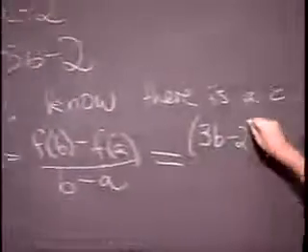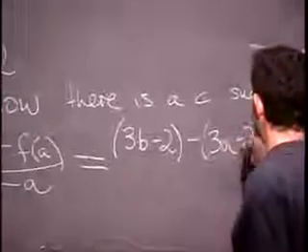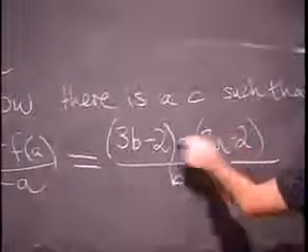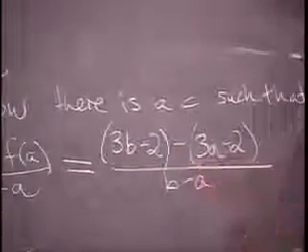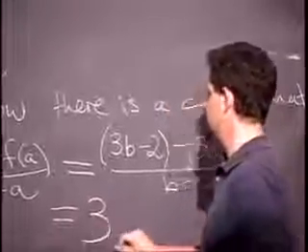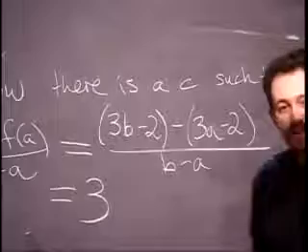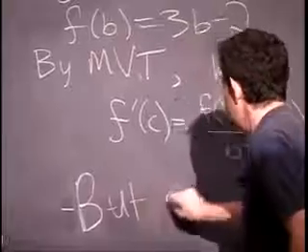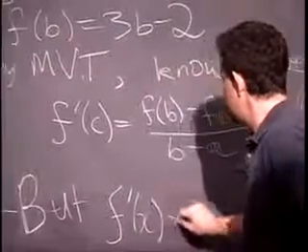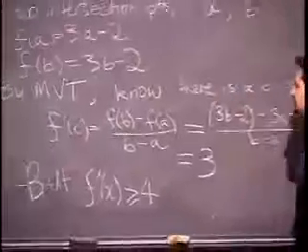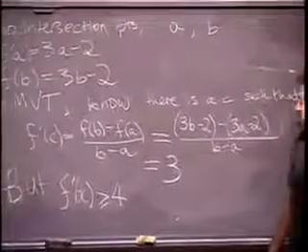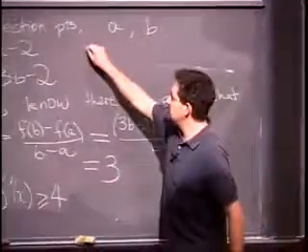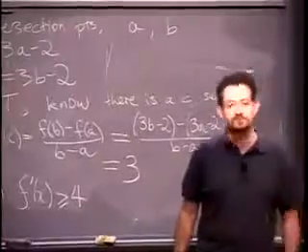3b minus 2 minus 3a minus 2 all over b minus a. And if you simplify this, the 2's cancel out. You get 3b minus 3a over b minus a. And this just works out to be 3. Now why is that a problem? Every f prime, as in the derivative everywhere, is supposed to be at least 4. So how could it be 3? So actually, this cannot happen. So there are no such times a and b. There cannot be at least 2 times.